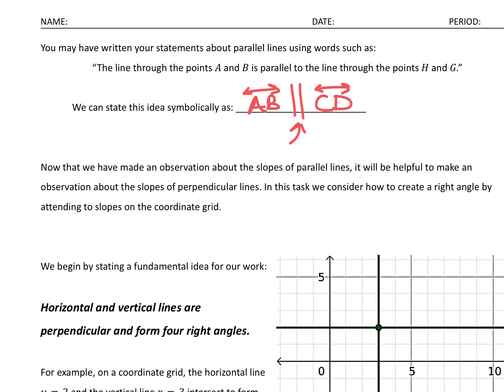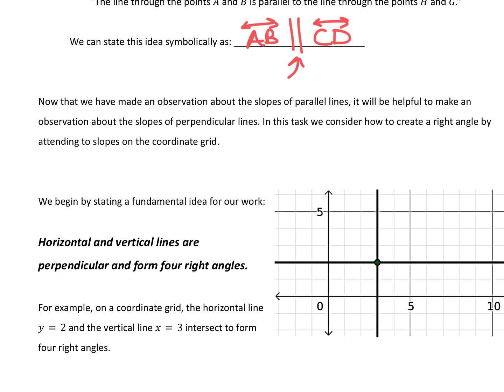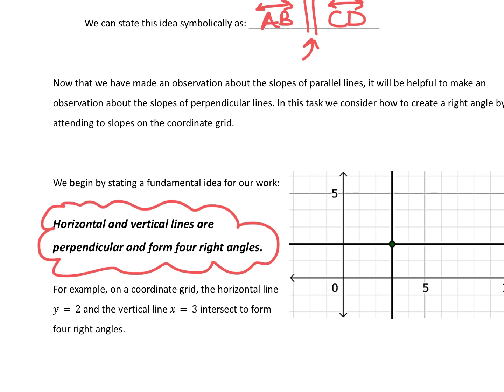Okay. Now we're going to move on to the idea of perpendicular. So parallel, we've got down: they have the same slope, they'll never cross. We have a notation for it. Now the idea of perpendicular, we're going to start talking about by just stating a fundamental idea. This is something that we believe, we know it's true, and I want you to circle or highlight or somehow underline it. This is really huge right here. The fundamental idea is that horizontal and vertical lines are perpendicular to each other and form 4 right angles.